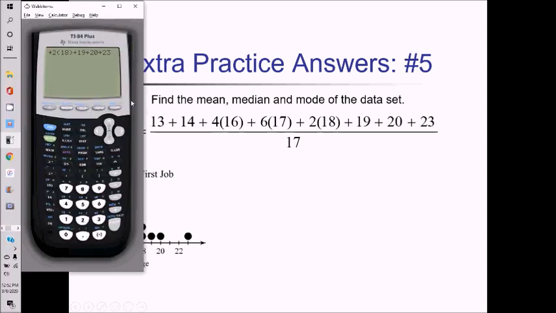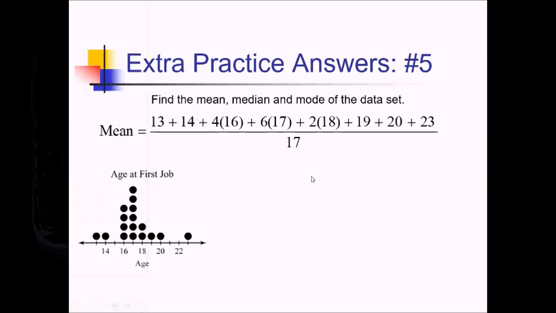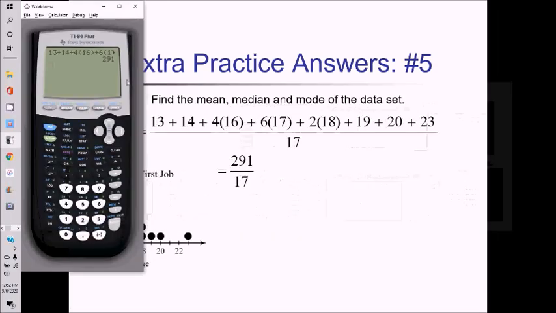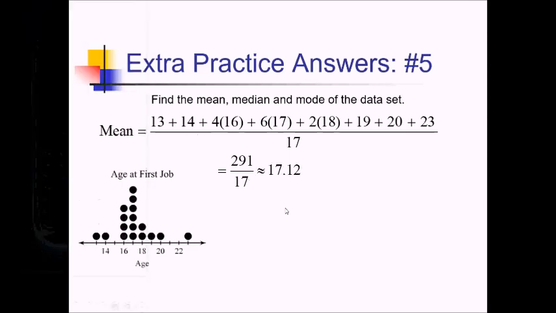So adding all of that together carefully, we get 291. So we have 291 divided by 17. And let me go back and just actually divide that by 17. So divide by 17, rounded to the nearest hundredth, we'll do 17.12.